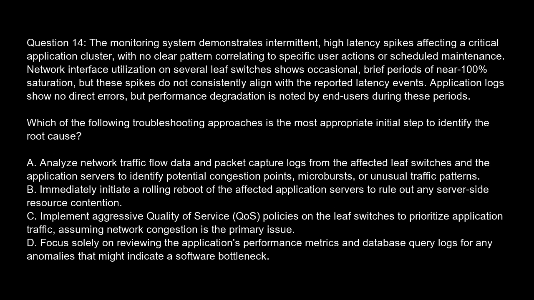Option B. Immediately initiate a rolling reboot of the affected application servers to rule out any server-side resource contention. Option C. Implement aggressive quality of service (QoS) policies on the leaf switches to prioritize application traffic, assuming network congestion is the primary issue. Option D. Focus solely on reviewing the application's performance metrics and database query logs for any anomalies that might indicate a software bottleneck.